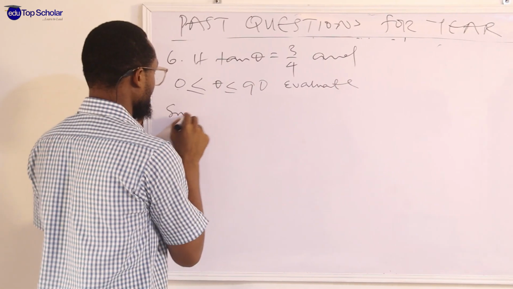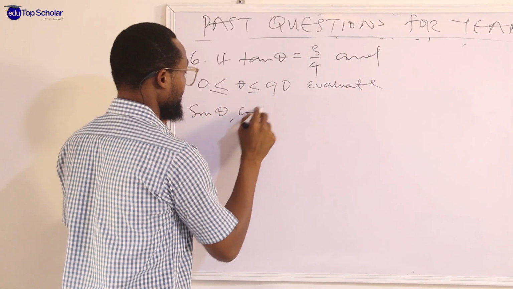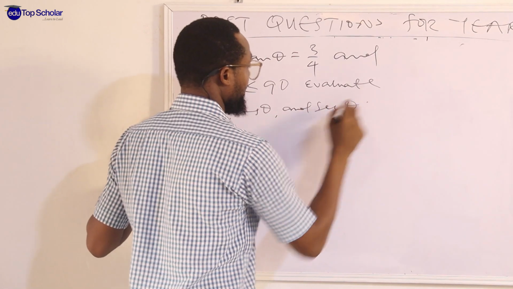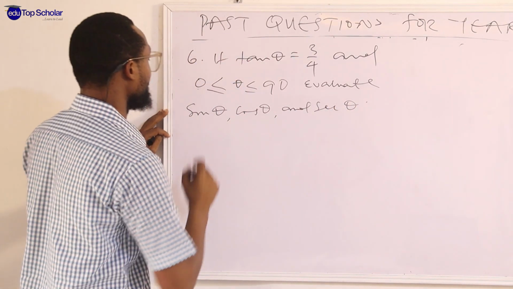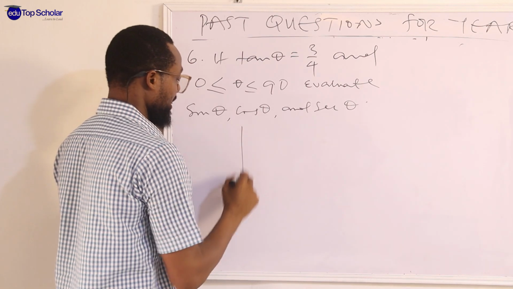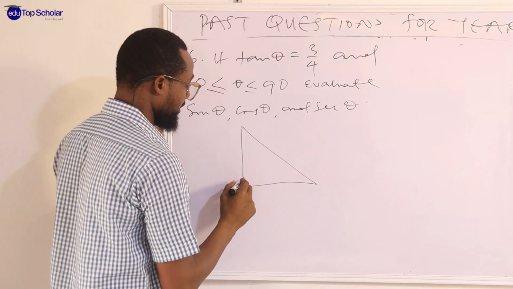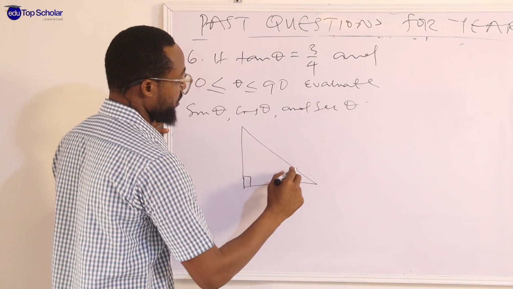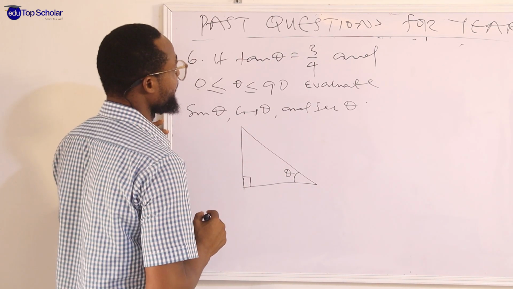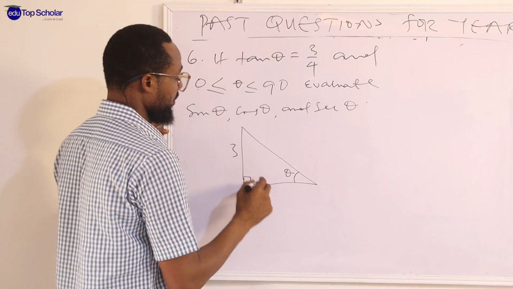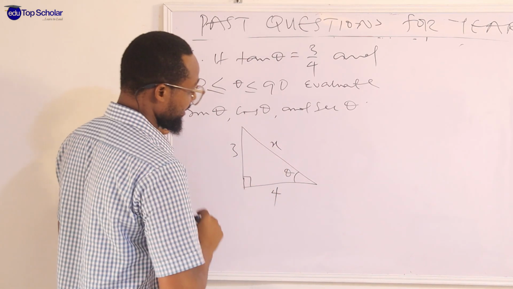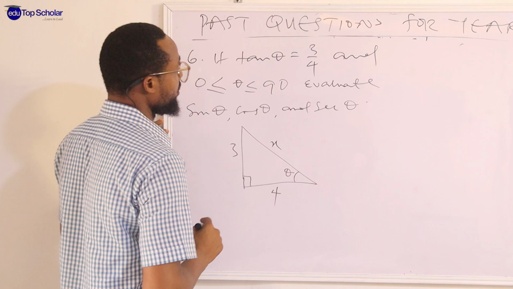Evaluate sin theta, cos theta, and sec theta. Very straightforward. From here, if tan theta is equal to 3/4, therefore, this is a tangential function. If we have theta here, that implies that we have the opposite over the adjacent. So we need this third side to continue.